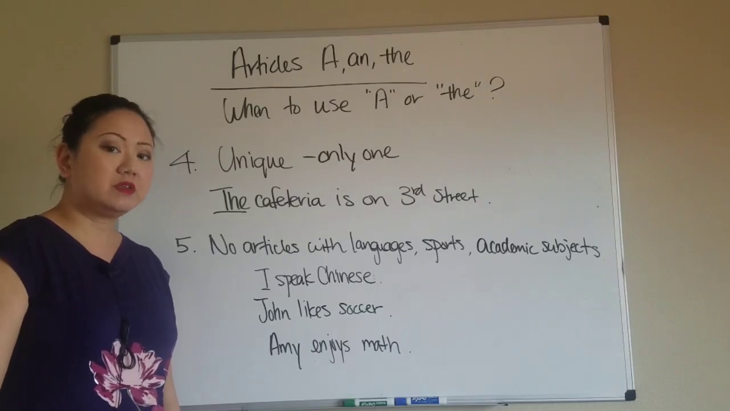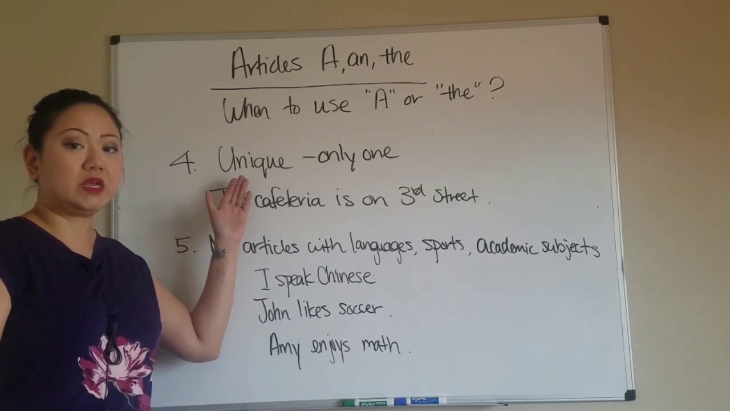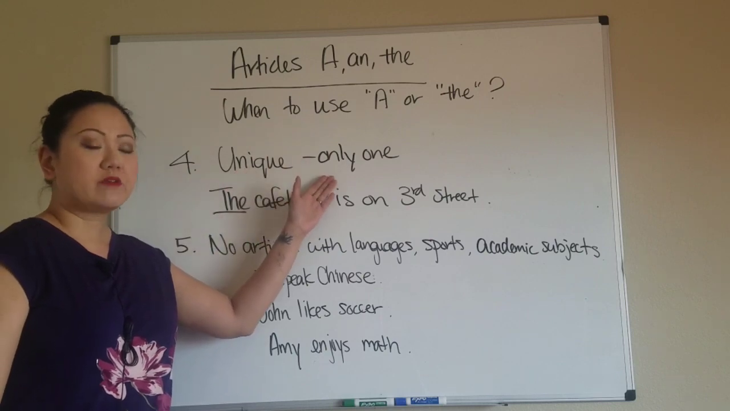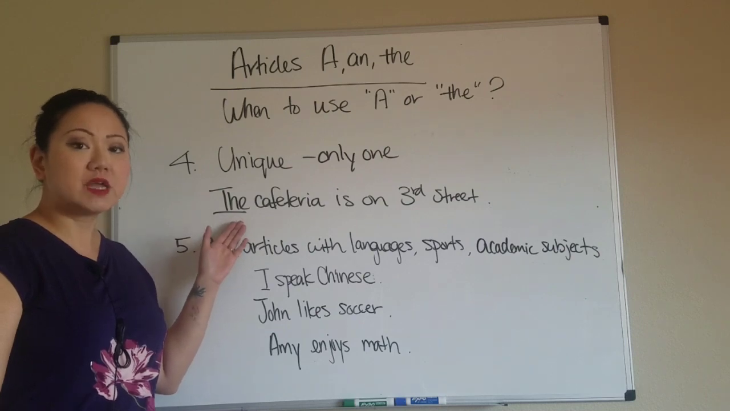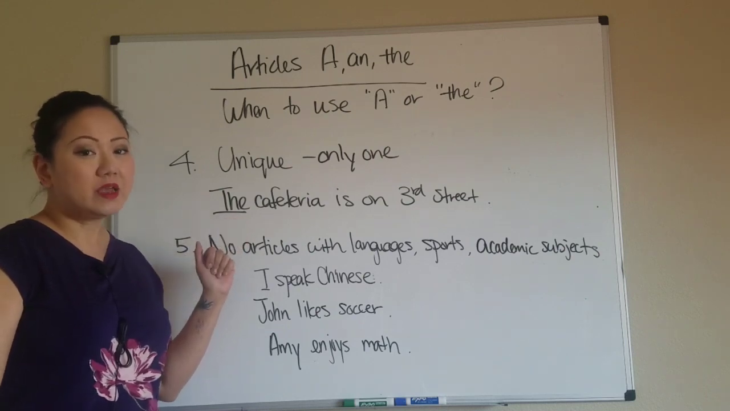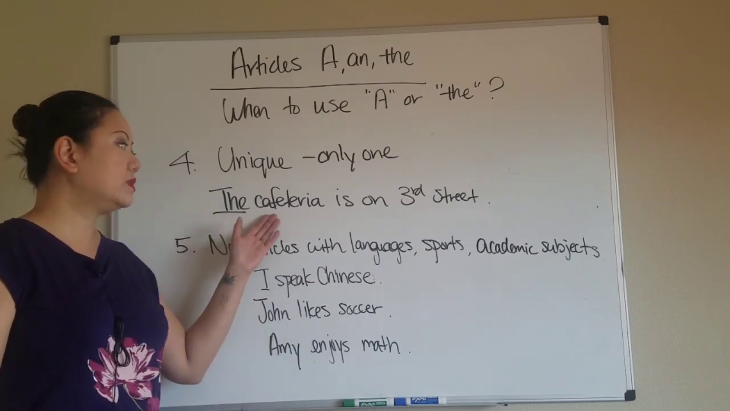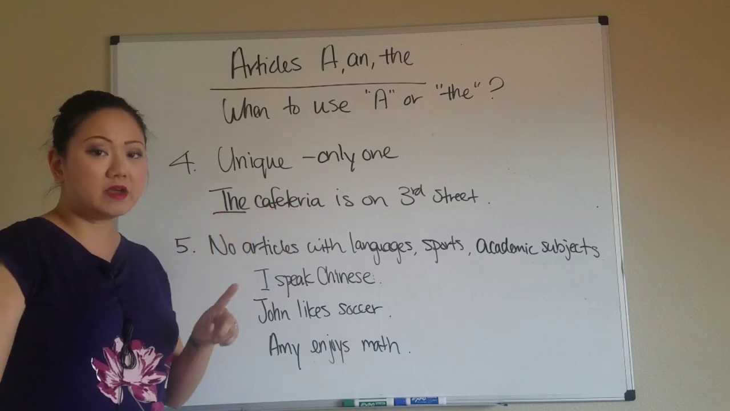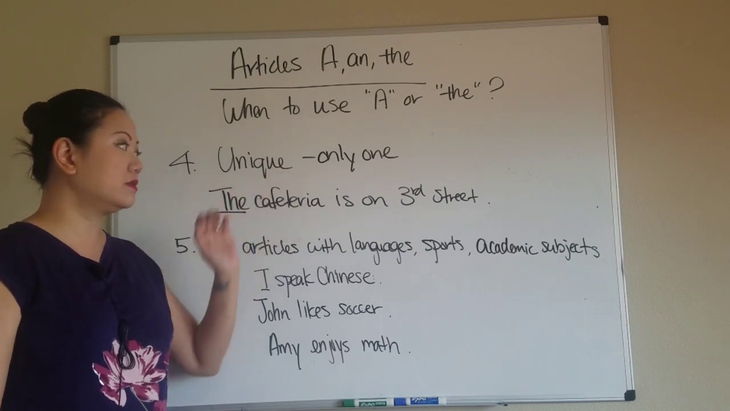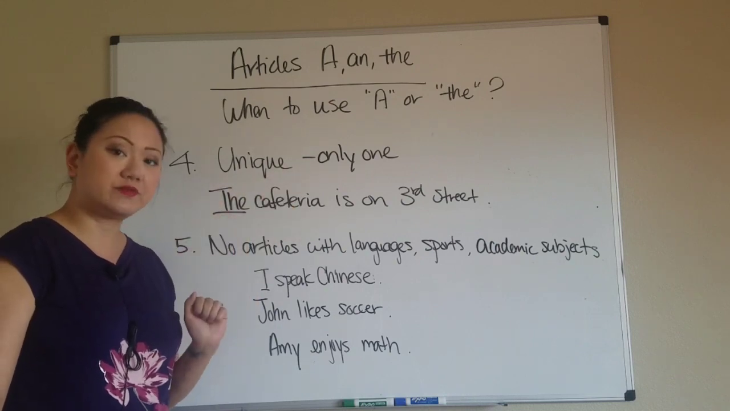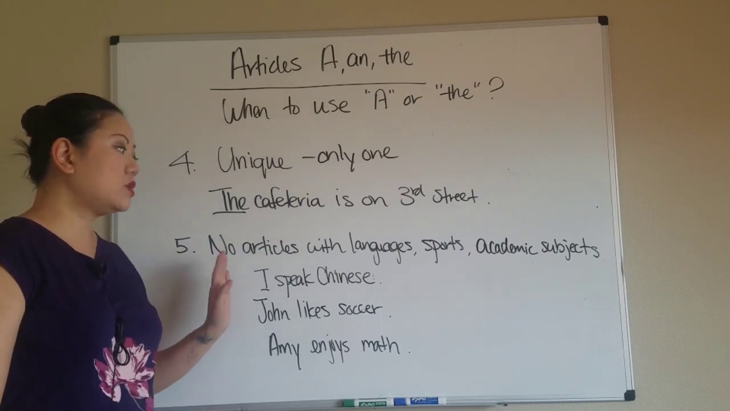The fourth situation you need to think about when choosing a or the is whether or not the item you're talking about is unique. There's only one. For example, the cafeteria is on 3rd Street. Even though this is the first time I'm talking about the cafeteria, how many cafeterias are there usually in an area, right? So we usually, when we talk about cafeteria, we talk about the cafeteria because there's really only one. So when you talk about something that's unique and there's only one, please use the, even if it's for the first time.